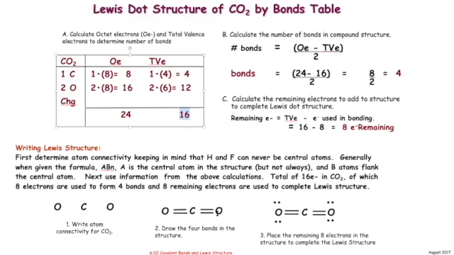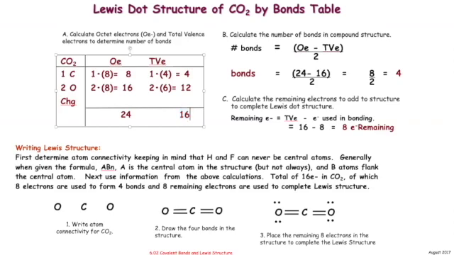We need to obey the octet rule. The carbon already has 8. It's got 2, 4, 6, 8. Carbon's happy, but this oxygen only has 4. So you need 4 more electrons right here. Now from our 4 lone pairs, we've used up 2. We put the other 2 right here. Okay, so if you follow this mechanical method of doing Lewis structures, you're never going to get it wrong.